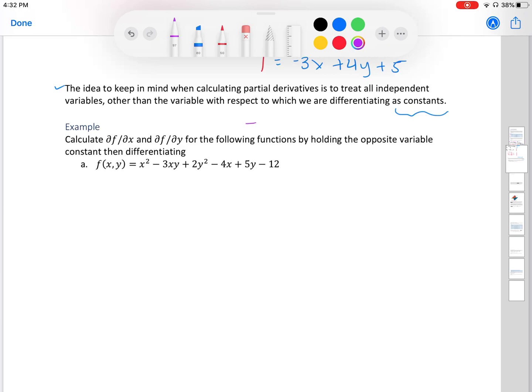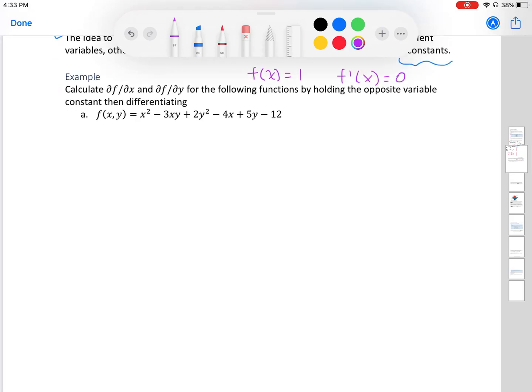So let's say we have a function, and let's say this function is 1. What would be the derivative of that? Well, the derivative of any constant would just be 0. So we hold that true as we work with partial derivatives. So if we're taking the derivative of something other than the variable we're working with, then it would be treated as a constant. We'll see this in this next example.